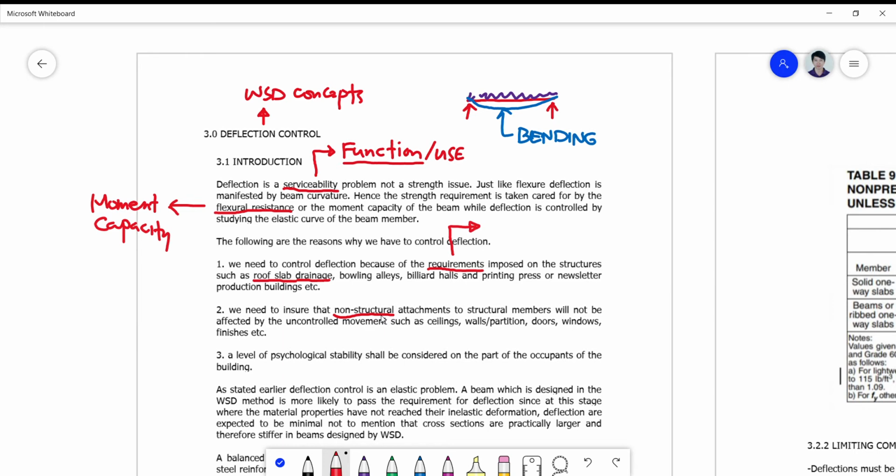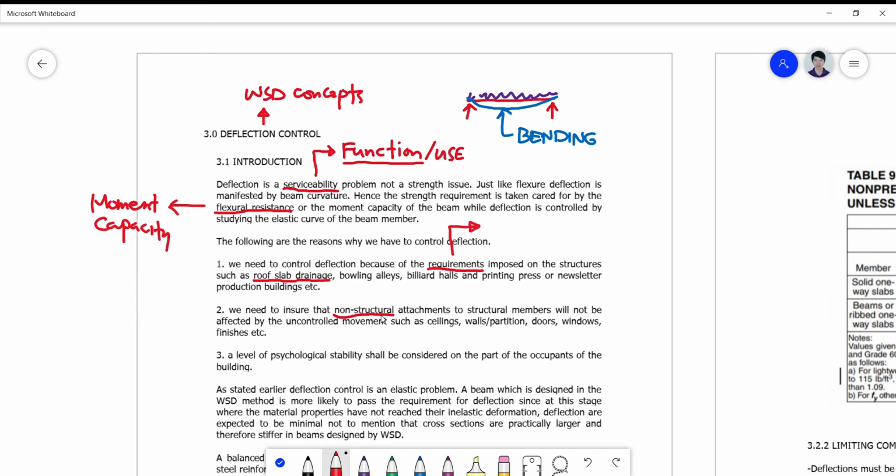Like the doors might not close, the ceiling might be falling off. Okay, the glass partitions might break when deflection are excessive. The finishes might fall off or might be damaged, etc. So we need to see to it that these are properly taken care of in the deflection control.